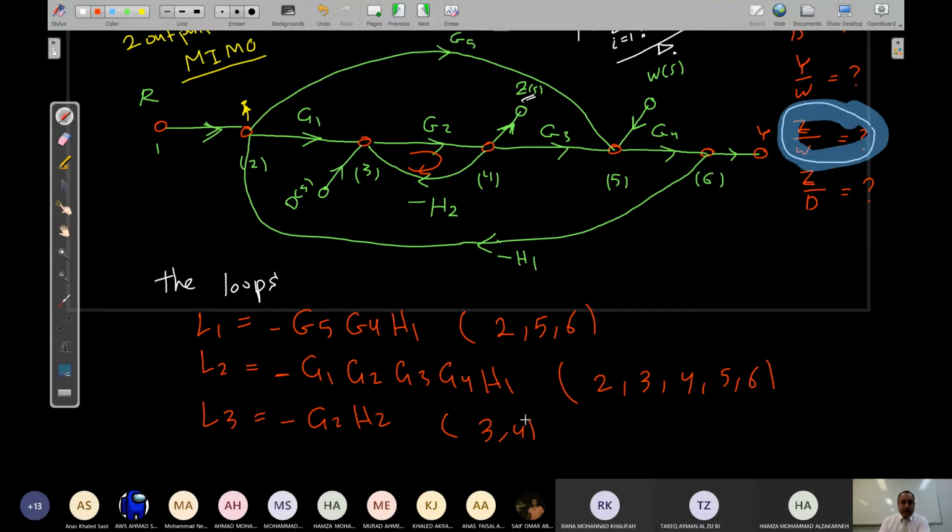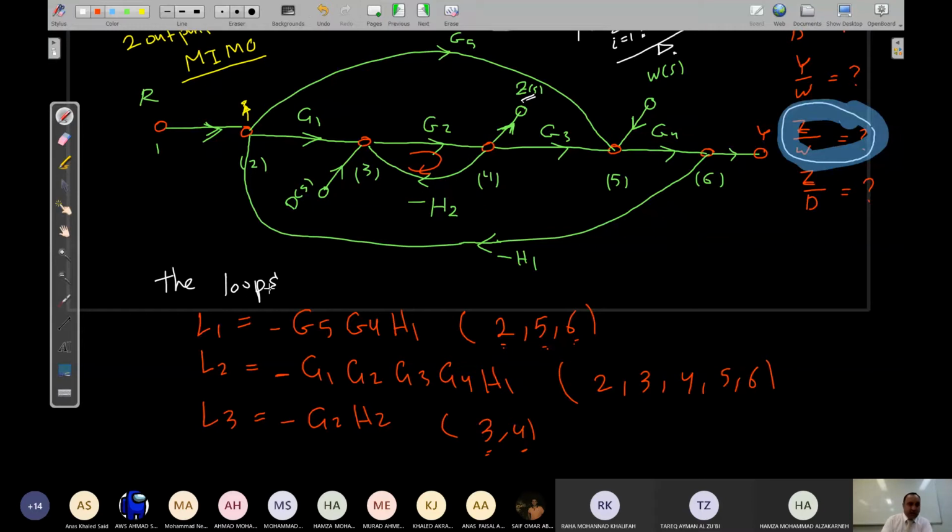Now, in order to find the determinant, I need to specify: are the loops touching or non-touching? L3 and L1 are non-touching. Why? Simply, if I compare, there is no common node in between, correct? Yes. But if I compare L1 and L2, I can find that 2 is common, 5 is common, 6 is common. And remember, the sufficient thing for the loops to be touching is to share at least one node.